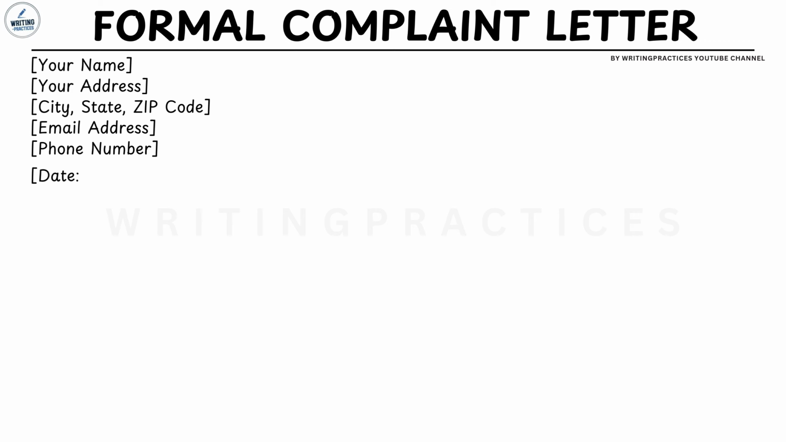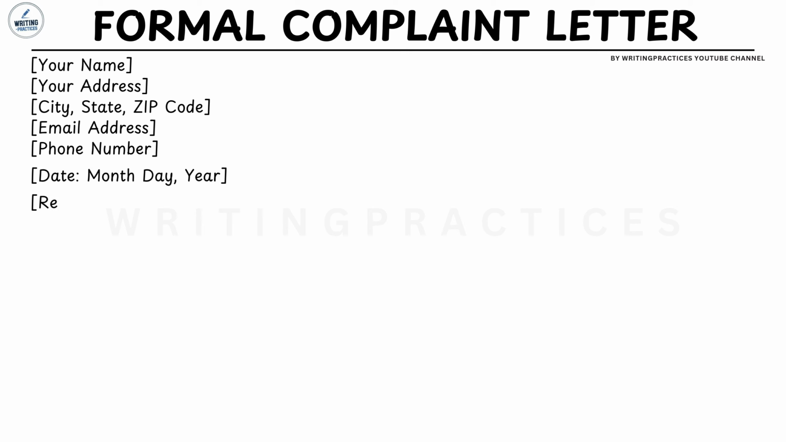Date. Next, add the date you're writing the letter. This is a standard component of formal correspondence and provides a clear timeline for when your complaint was submitted. The date also helps establish accountability, as it allows you to reference specific timeframes in case of delays or disputes later. For example, January 30th, 2025.